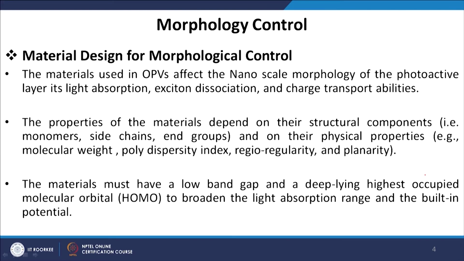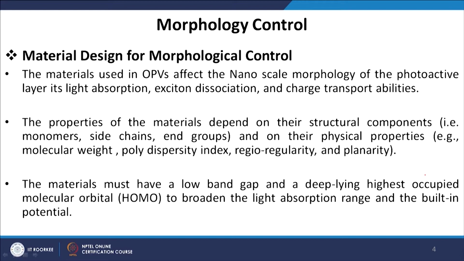Now, the first part is the material design for morphological control. The materials used in OPVs affect the nanoscale morphology of the photoactive layer, that is light absorption, exciton dissociation and charge transport abilities. The properties of the materials depend on their structural components, for example, monomers, side chains, end groups, etc., and on their physical properties, for example, molecular weight, polydispersity index, regioregularity and planarity.